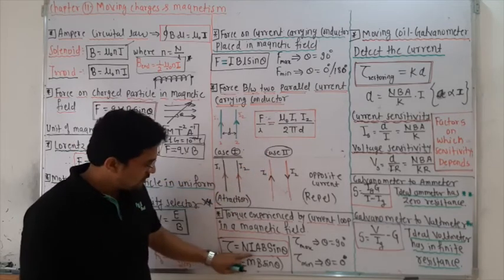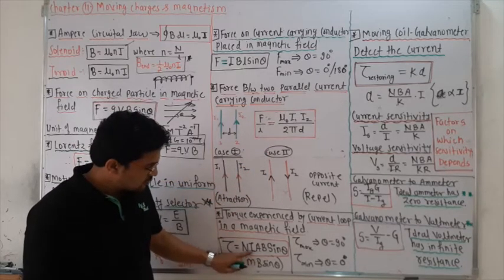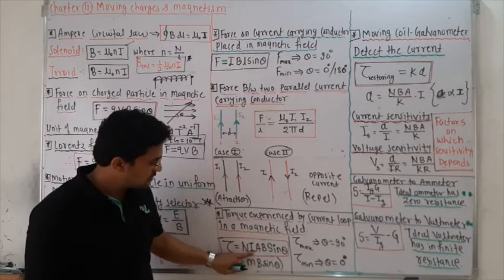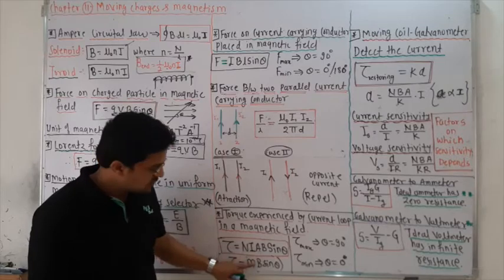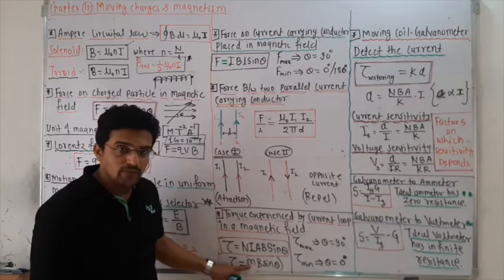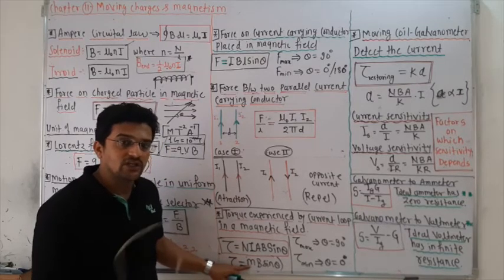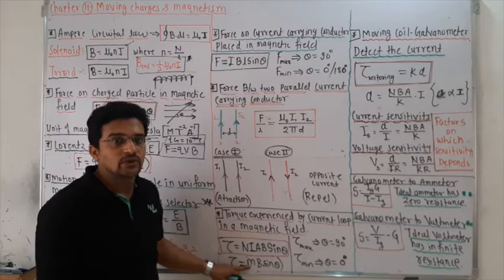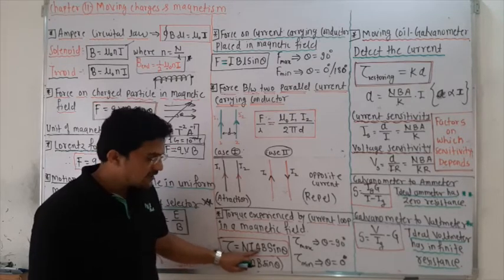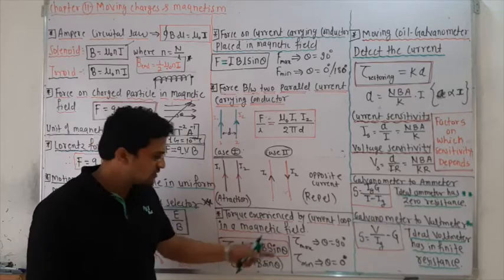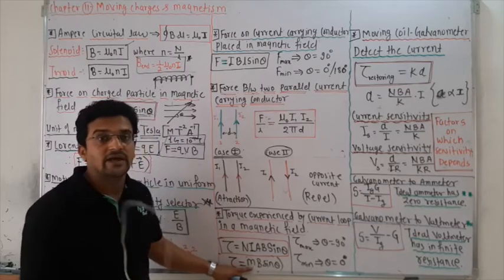Now if you take M, M is replaced with I into A. M is the magnetic moment, that is the current multiplied by area. So magnetic moment is I into A. What will be the unit? Ampere meter square, because I is current and A is area. So remember this quantity M, the magnetic moment.